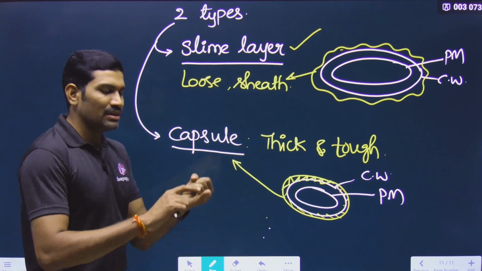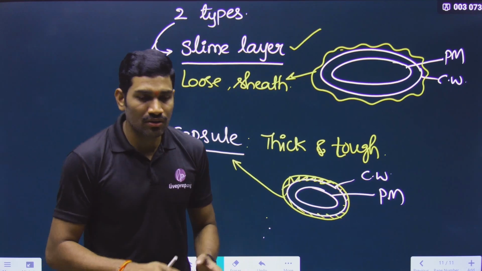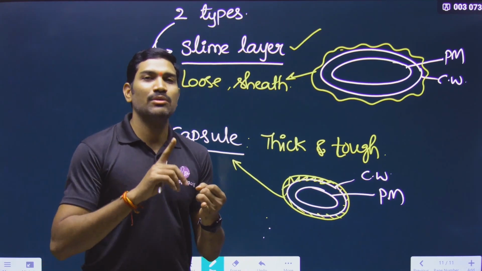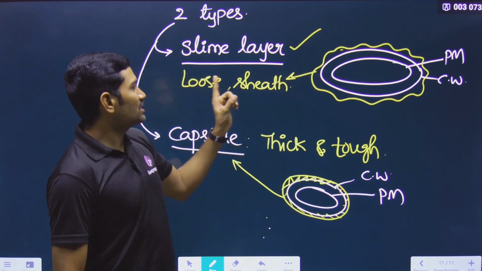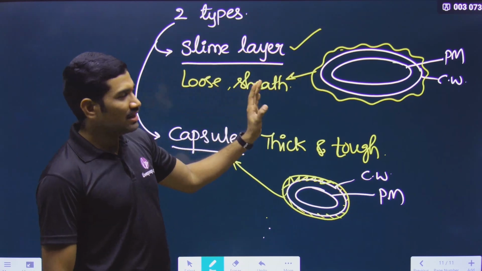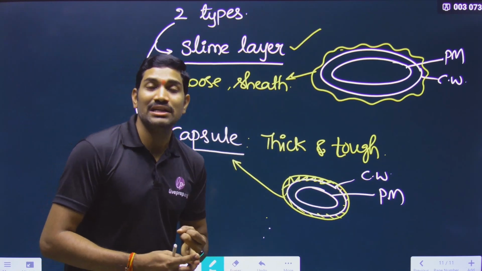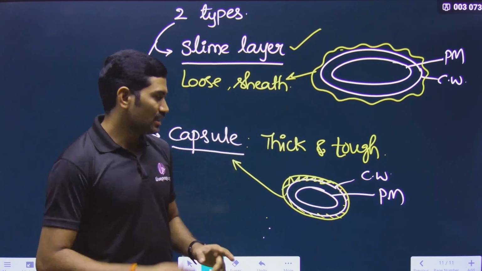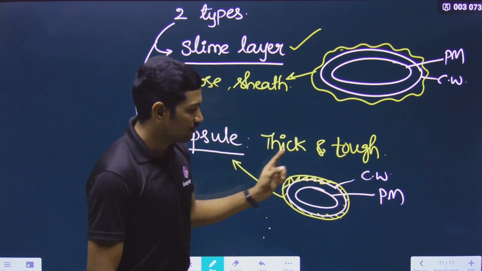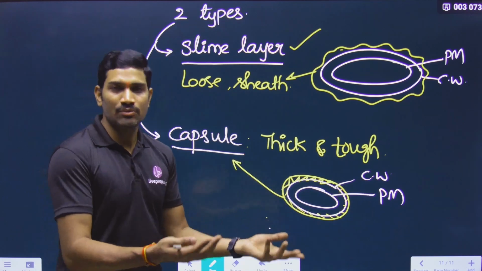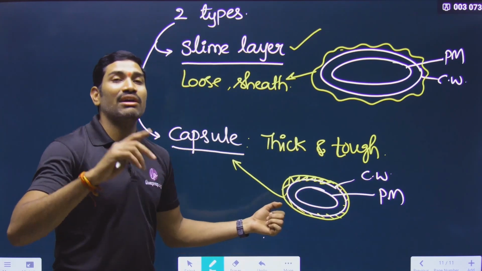So glycocalyx has different thickness and a different composition, but mainly it is composed of carbohydrates, specifically polysaccharides. Clear? Next one. If glycocalyx is present as a loose sheath-like structure, it is called a slime layer, and a slime layer helps in attachment in some cases, and it also protects the bacterium from some chemicals. Next one, capsule. If glycocalyx is present as a thick and tough layer around the cell wall, then it is called a capsule, and the capsule generally protects the bacterium during unfavorable conditions.